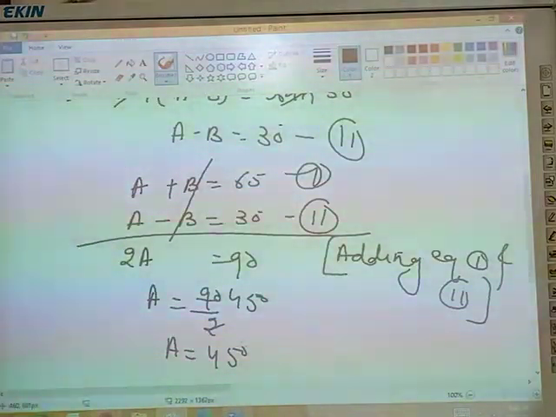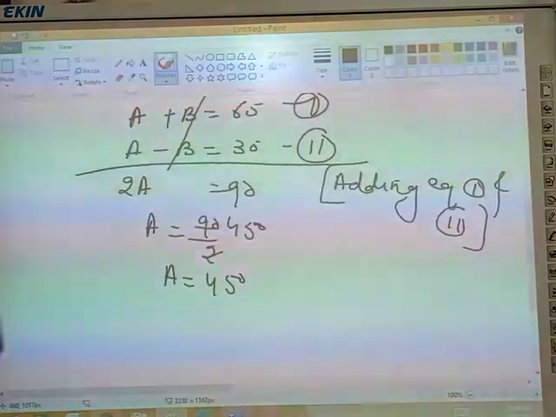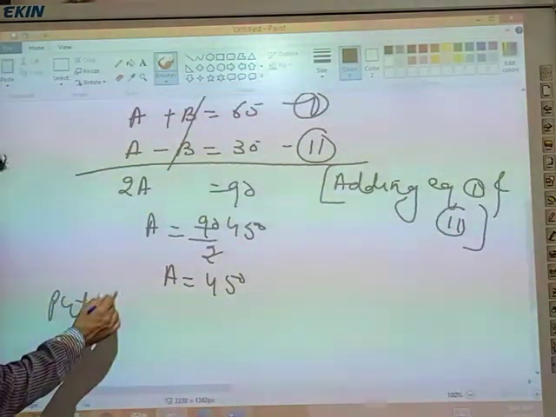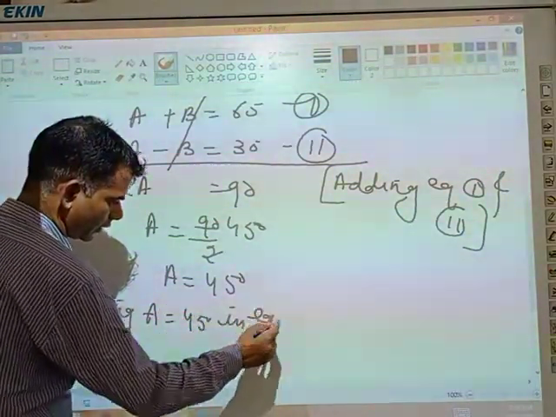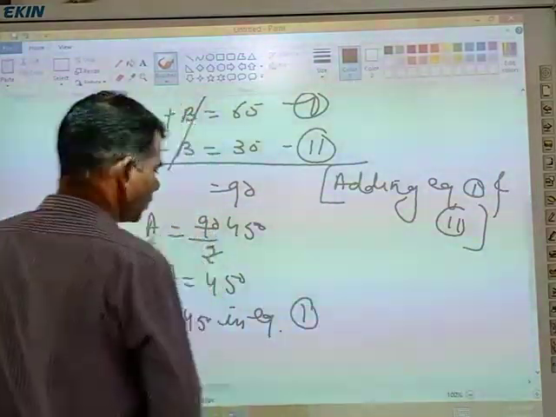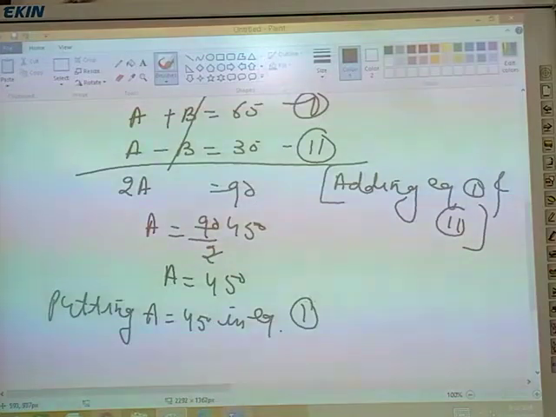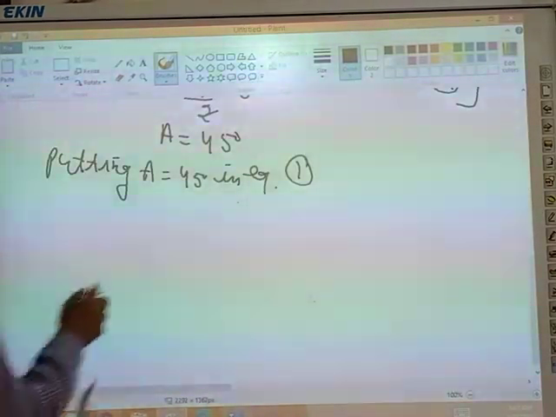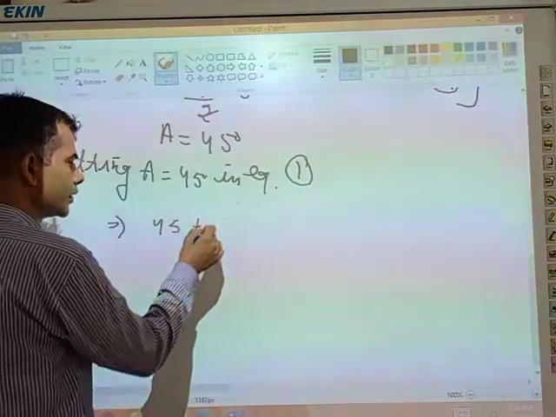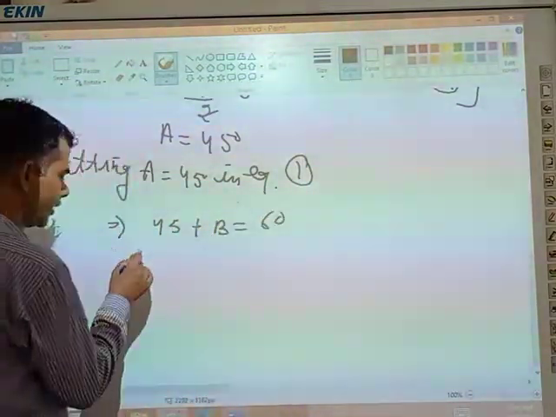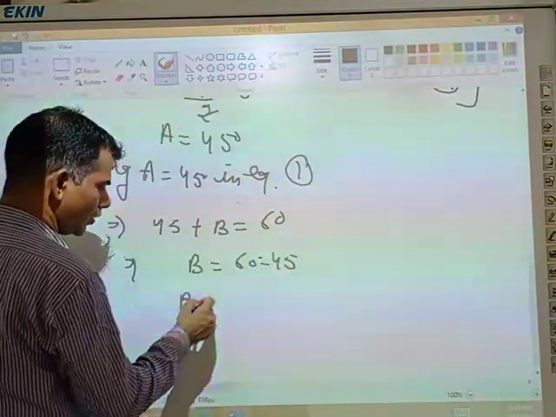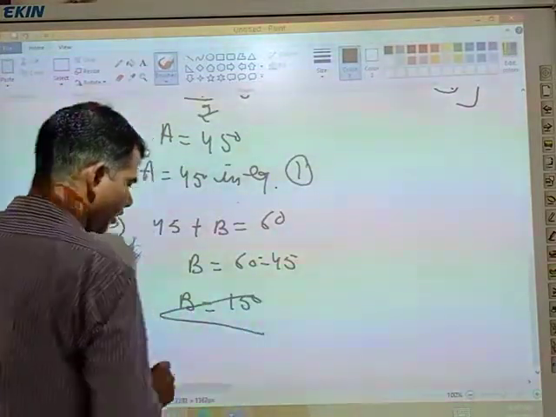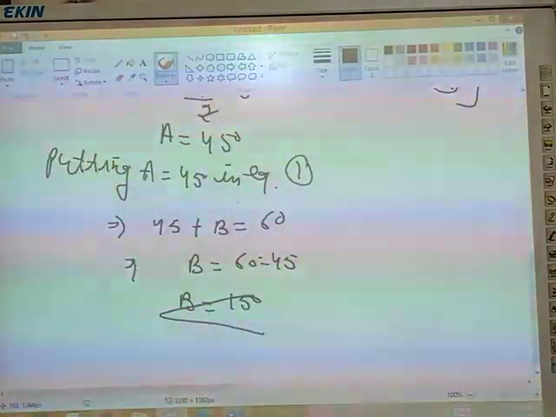Putting a is equal to 45 degree in equation first and find out the value of b. 45 plus b is equal to 60 degree. Now b is equal to 60 minus 45 degree. So the value of b is 15 degree. Okay.